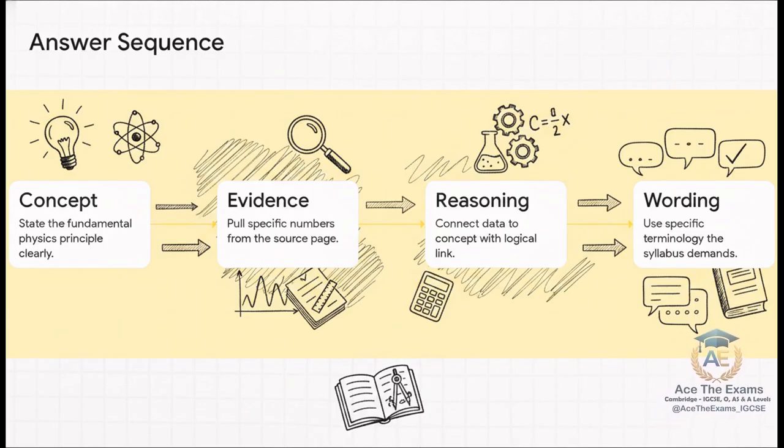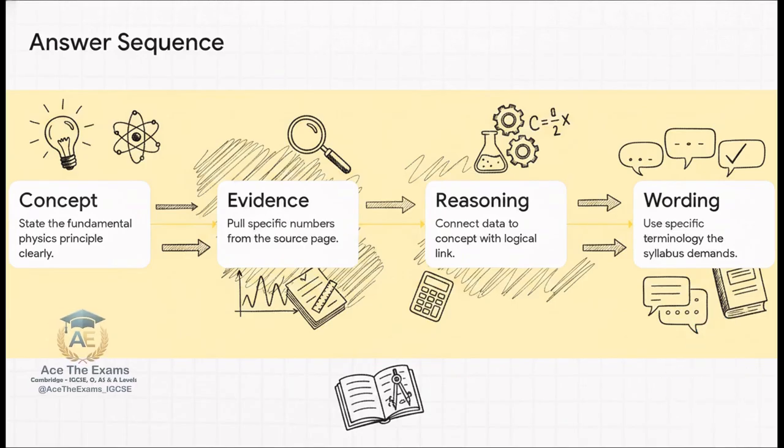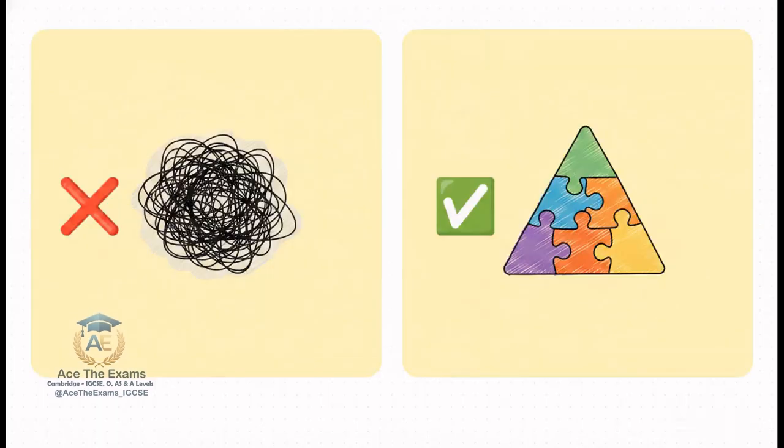Step 3, scientific reasoning. This is where you connect your data to your concept, show the calculation or logical link. And finally, step 4, examiner wording. Wrap it all up using the precise terminology the syllabus demands. Don't just say, it gets bigger, write the volume increases.